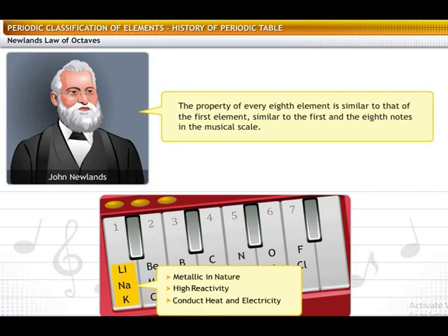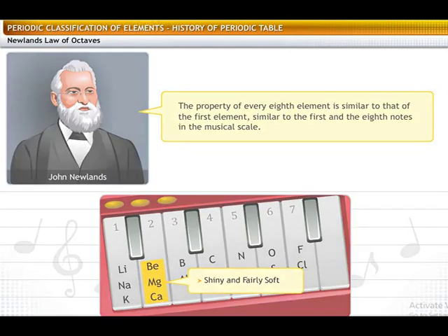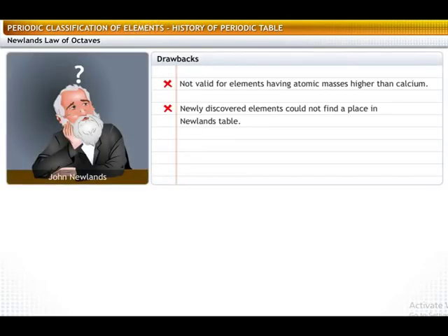Lithium, sodium, and potassium show similar properties. For example, they are metallic in nature, have high reactivity, and conduct heat and electricity. Similarly, beryllium, magnesium, and calcium show similar properties. For instance, all the three elements are shiny and fairly soft. However, Newland's law of octaves failed because it was not valid for elements with atomic masses higher than calcium. Newly discovered elements could not find a place in Newland's table.